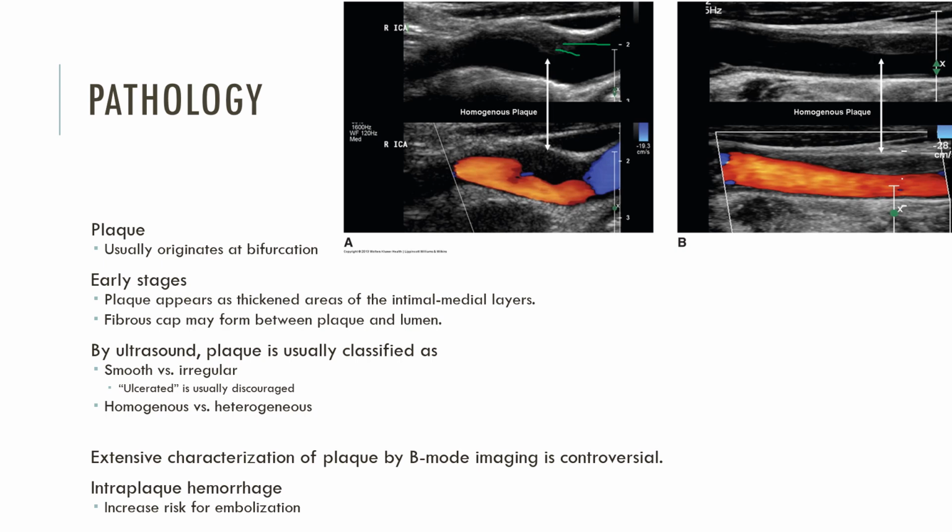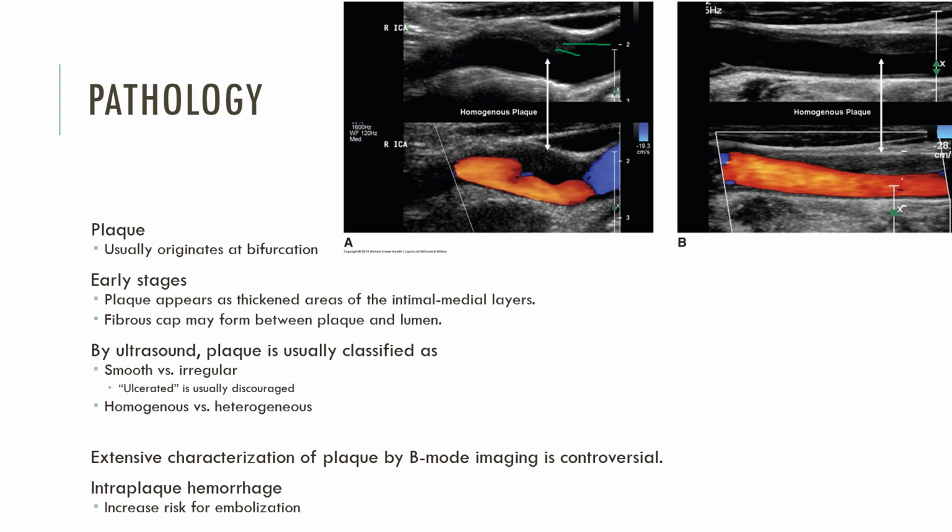Now, we want to extensively characterize the plaque with our B mode. We want to look at it in long, we want to look at it in transverse, and evaluate it with different gain settings. And then we want to look at it with color too, to see how exactly it's affecting the color or the blood flow through that area.